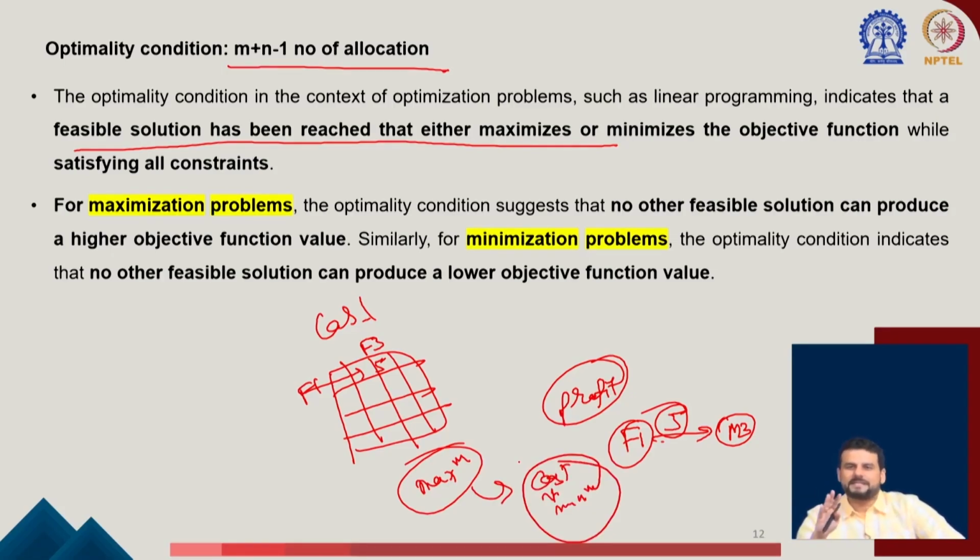So, the simple thing is you can convert a maximization problem into minimization and a minimization problem into maximization, just multiply the matrix by minus 1, or you can do one other thing, you subtract all the values from the highest value in that matrix. Even then you can convert maximization into minimization, or minimization into maximization, right?